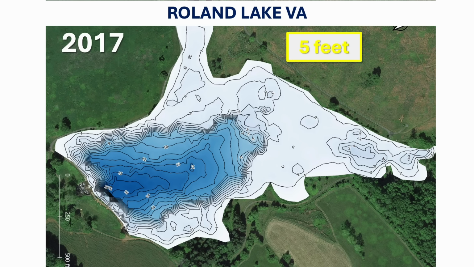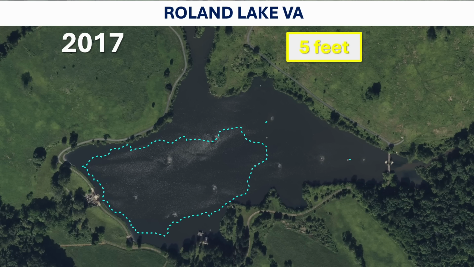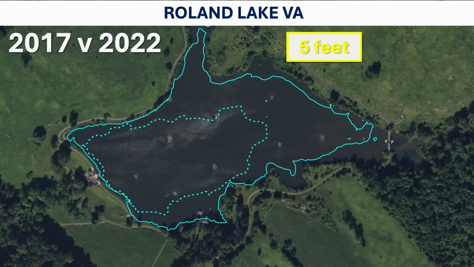The other thing we can do is map this onto a Google Earth view of the lake. Here is the 5-foot contour, and we can see that in 2017, the area of the lake that was 5 feet deep or deeper is what is enclosed by that dotted line. If we look at 2022, the 5-foot contour has expanded dramatically, and you can see how the lake has opened up and deepened. We can lay the two over the top of each other, and we can see that the area 5 feet deep or deeper has more or less doubled.